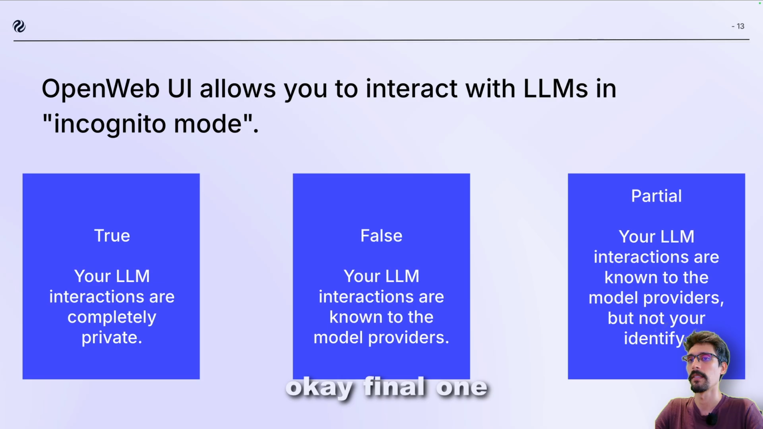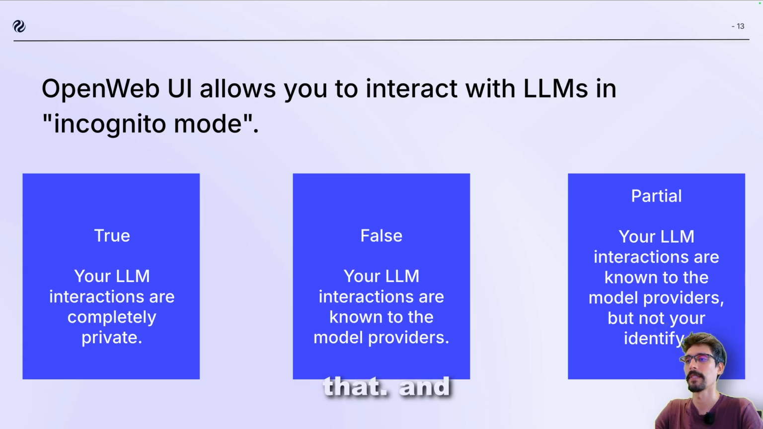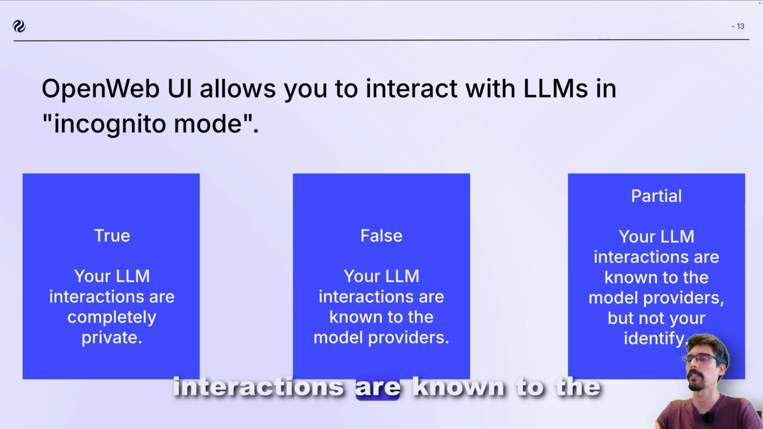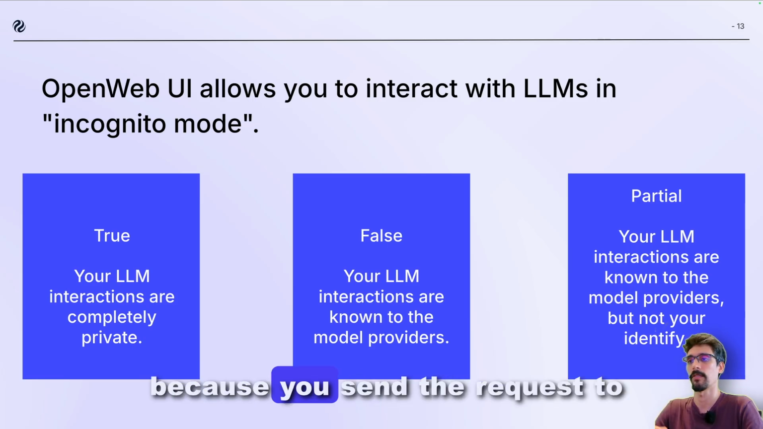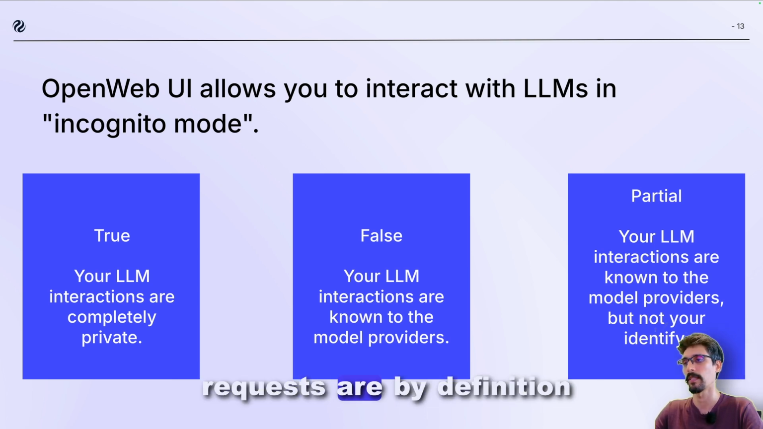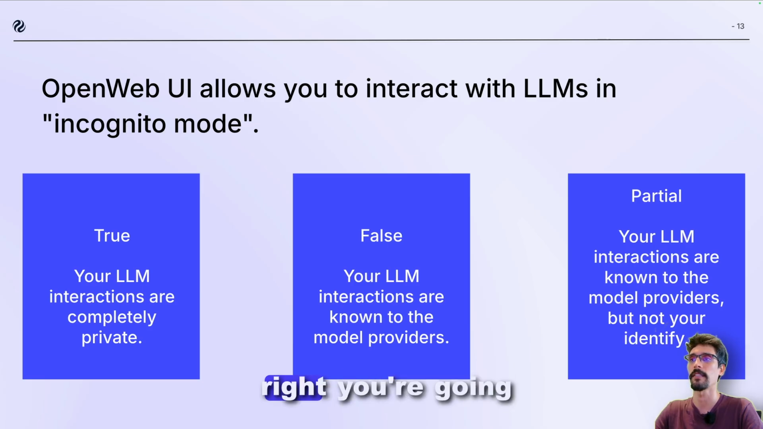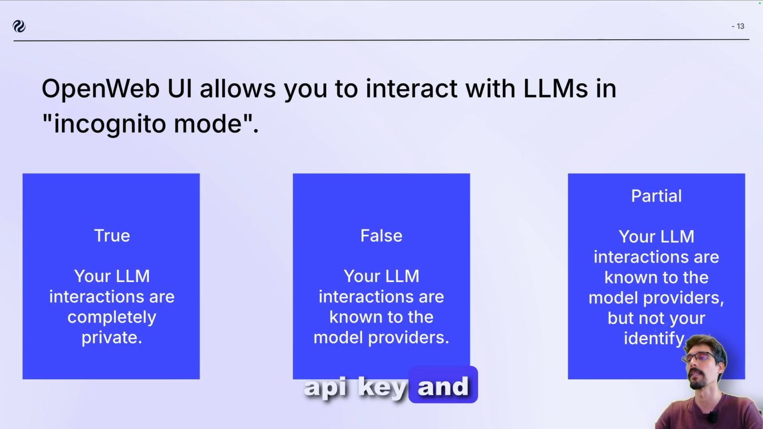Okay, final one, right? OpenWeb UI allows you to interact with LLMs in incognito mode. I'll give you a second to think about that. And the answer is this, partial, right? So your LLM interactions are known to the model providers because you send the request to the models. They're on their servers. So of course they'll know what your requests are and what the responses to your requests are by definition, right? But they will not know necessarily who you are because that's obfuscated, right? You're going through a third party via an API key.